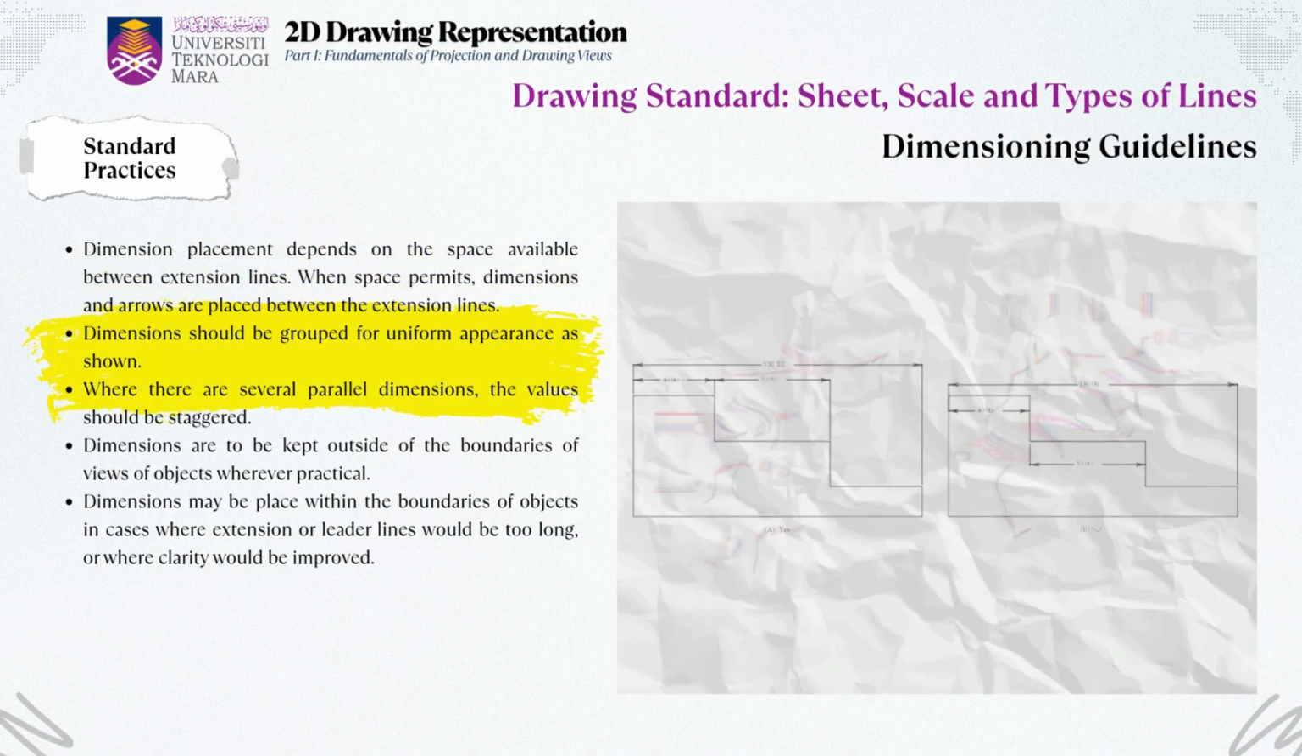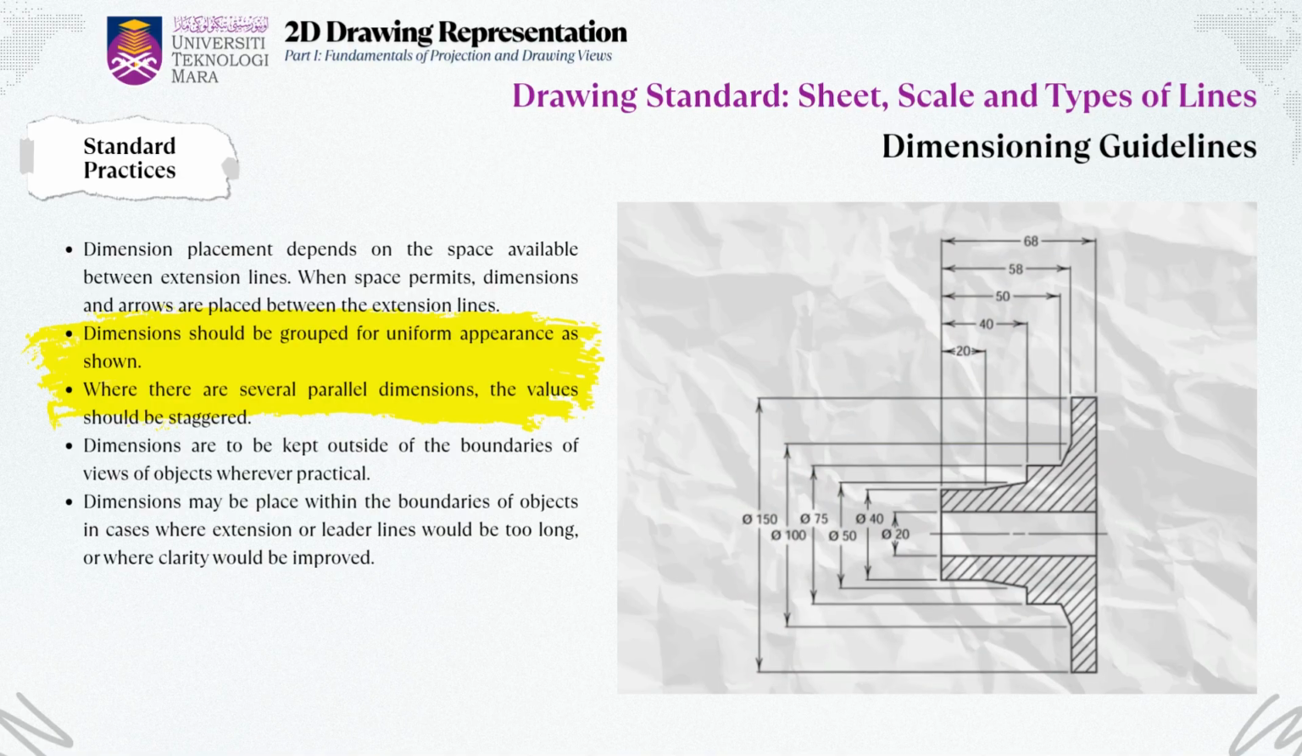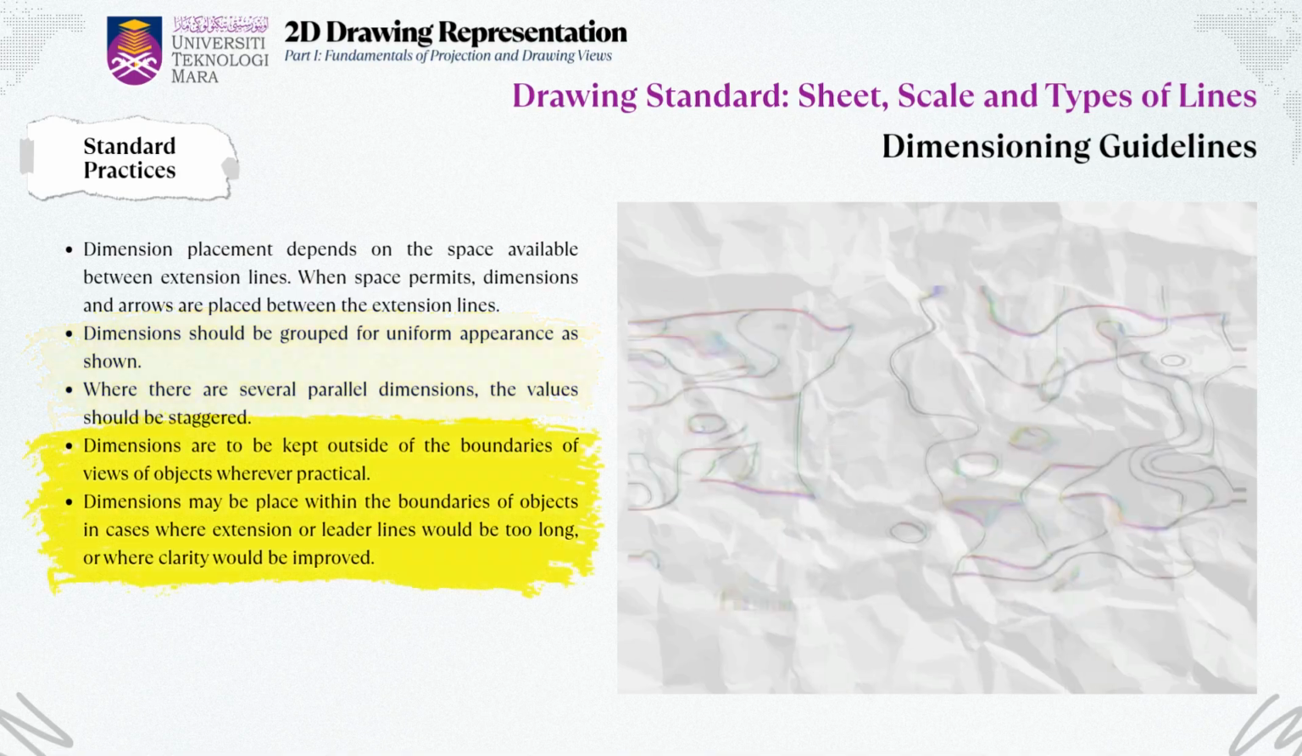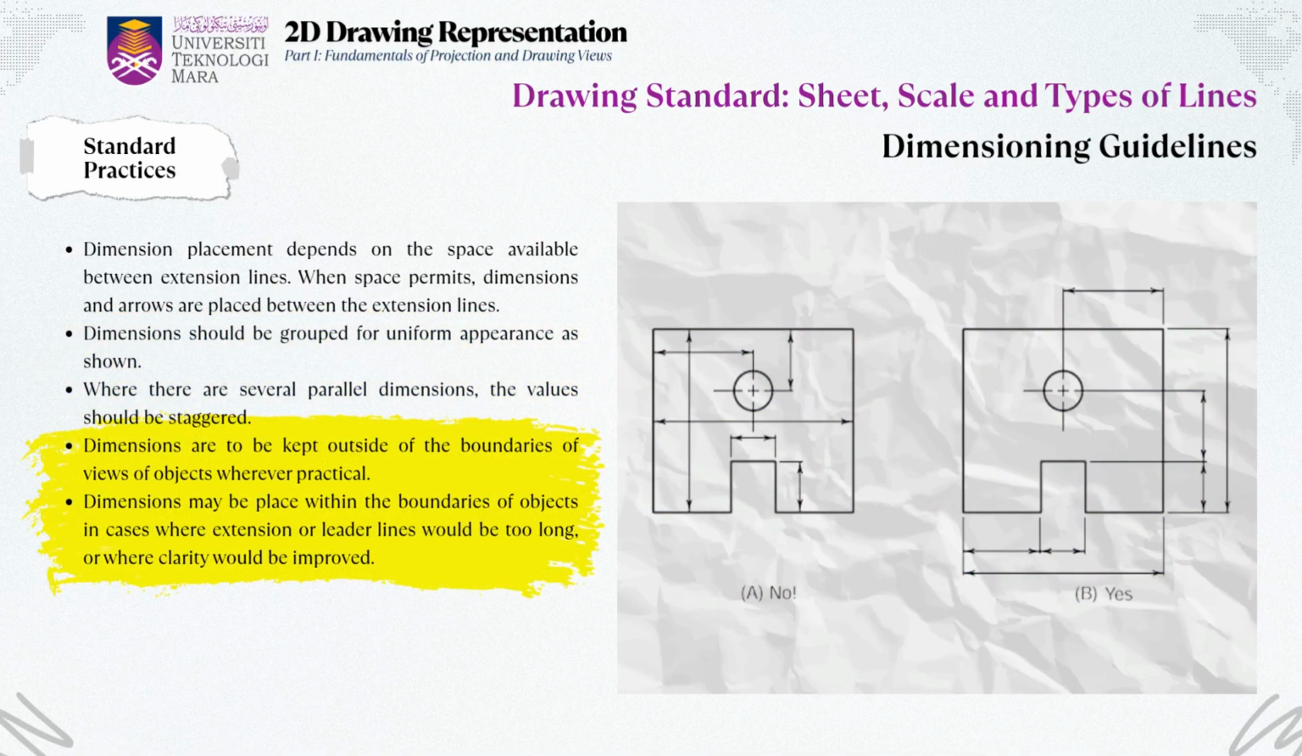Now, if you're placing multiple dimensions next to each other, say, several widths or lengths, it's important to group them together and stagger the numbers. Staggering just means that the numbers are placed slightly above or below each other, not all in a straight line, so they don't overlap or get confusing. This gives the drawing a more uniform and tidy appearance. In general, we try to keep dimensions outside the actual object views whenever possible. This makes the drawing look cleaner and prevents the dimension lines from interfering with the object's features.